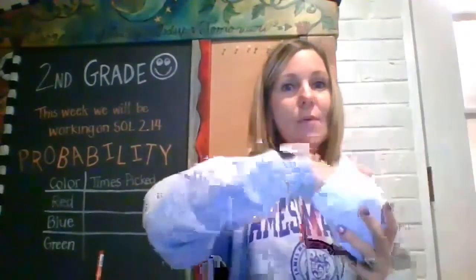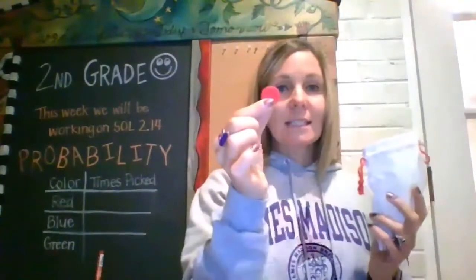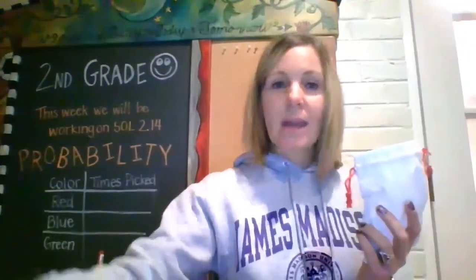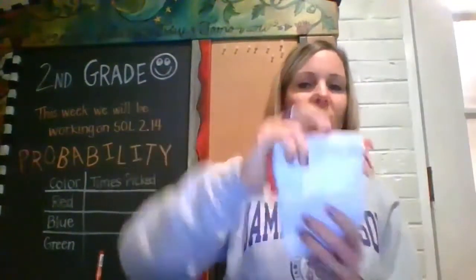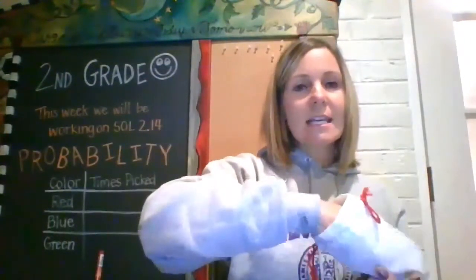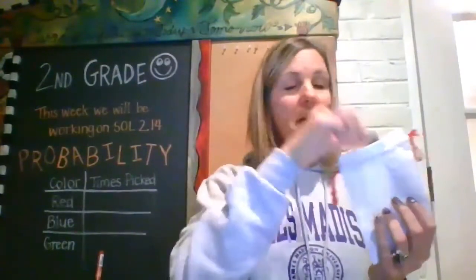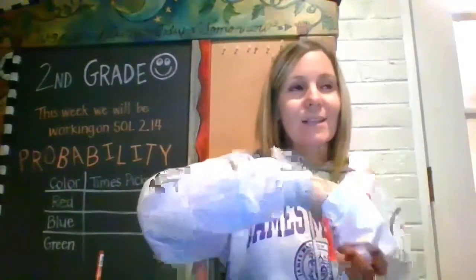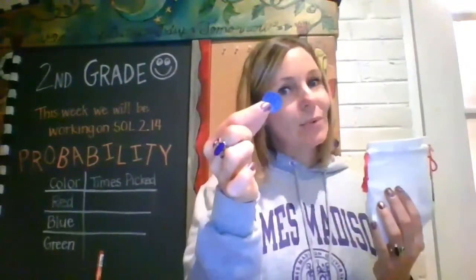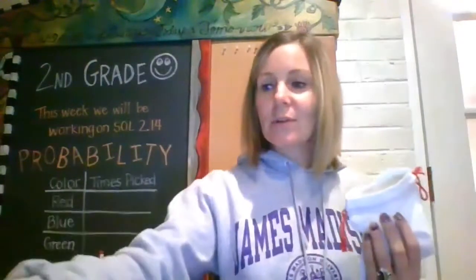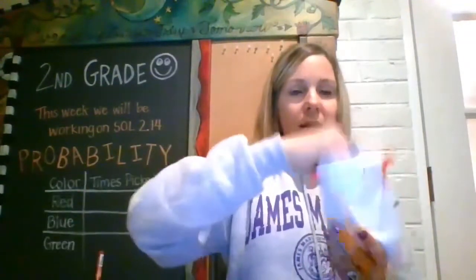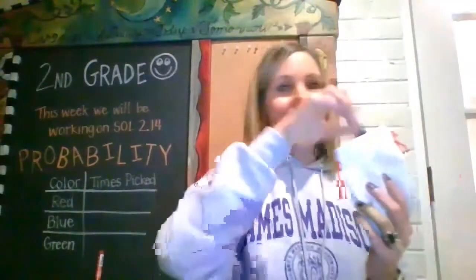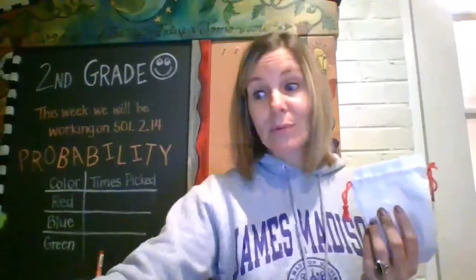Let's see. All right. First one is red. That's 1 for red. Check it. Next one is blue. All right, mark 1 for blue. Okay, that's 2 times. All right, third time, blue again. So mark another blue. All right, next time, blue again. Oh my gosh. Well, there was 10 blues in there.